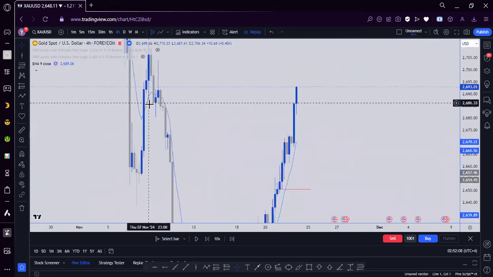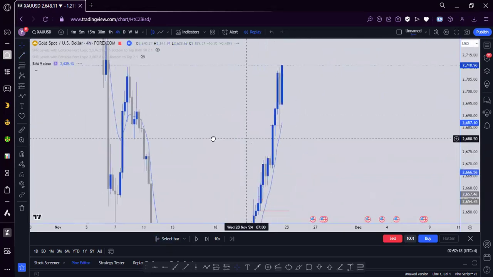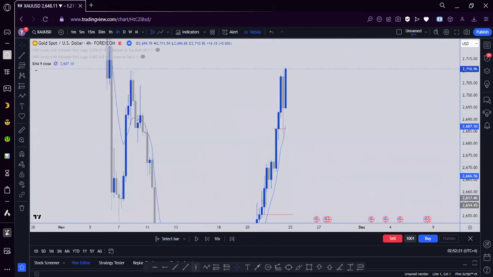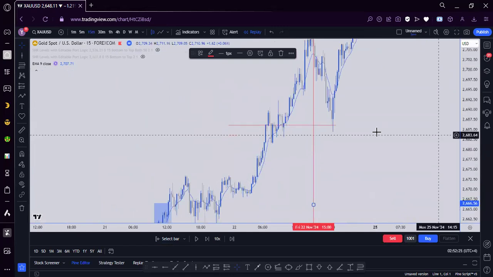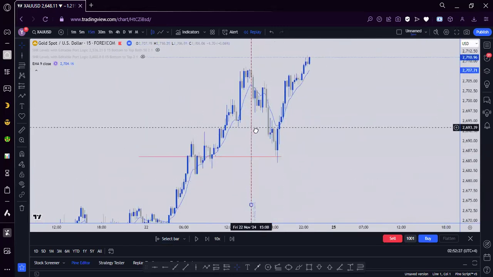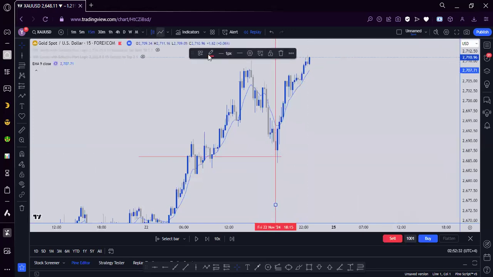There is none right here. Where is this? This is a 4-hour reject 4-hour. Let's put our vertical line and check the 15-minute time frame. Very simple like this. The price touches right here.